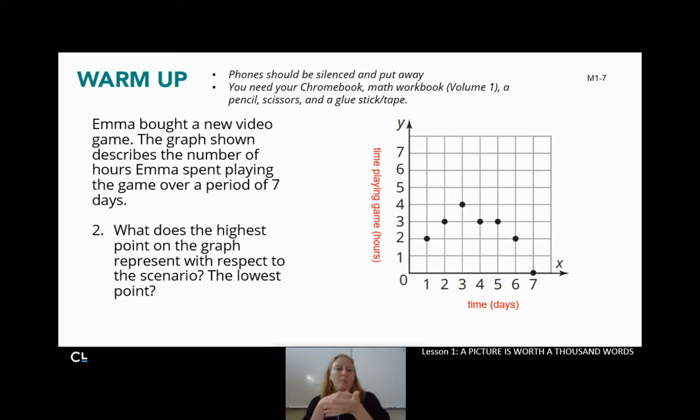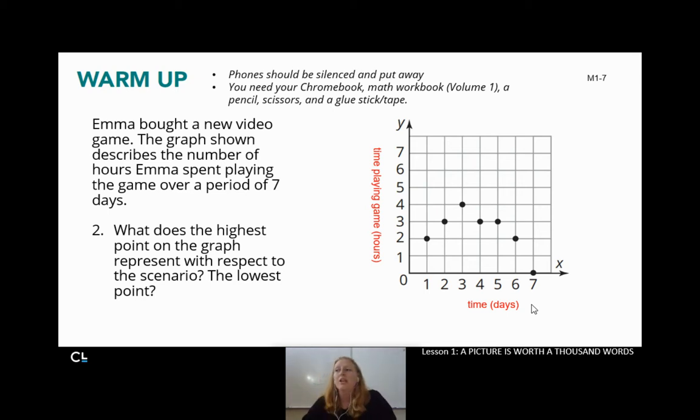We talked about how Emma bought a new video game. The graph shown describes the number of hours Emma spent playing the game over a period of 7 days. And last time we labeled our axes. So we said the x-axis was the time measured in days, and the y-axis is the time playing the game measured in hours, right? Because the amount of time she spends playing the game depends on what day it is, right? She'll probably play a lot more on Saturday than when she has to go to school on Monday.